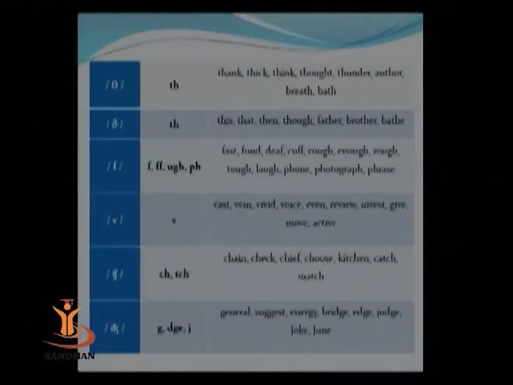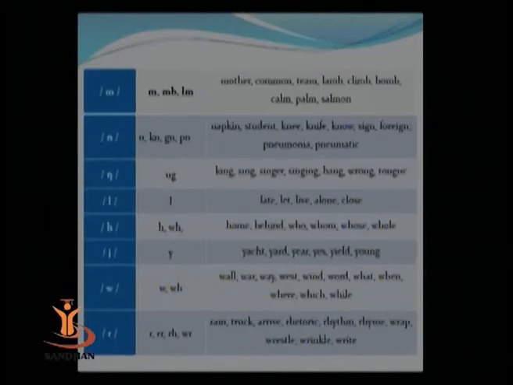th represents two sounds. Now look at the difference: thank and this. f, ff, ugh, ph represent the f sound. v represents the v sound. ch and tch represent the ch sound. g, dge and j represent the j sound. For an example: general, suggest, energy, bridge, age, judge. m, mb, lm, these combinations represent the m sound. See, mother, lamb, and bomb, calm. Letters and combinations like n, kn, gn, pn represent the n sound. For an example: napkin, knee, knife, no, sign, foreign, pneumonia, pneumatic.